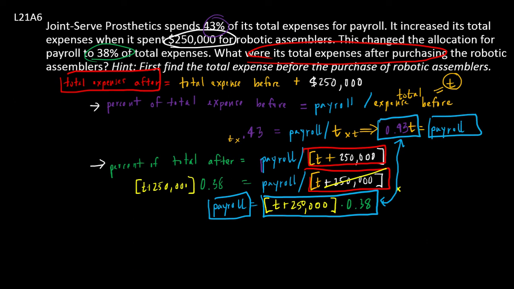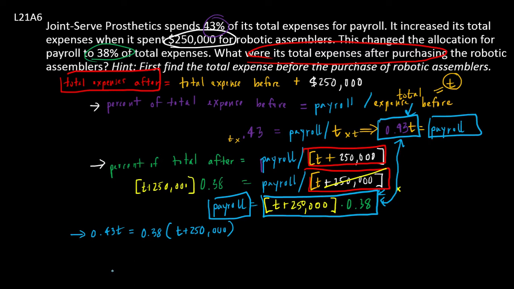Which means that I can now take 0.43t, which is what's over here, and set it equal to 0.38 times T plus $250,000. I'm allowed to do that because these two boxes are equivalent, because they're both equivalent to payroll. Now that I've done that, notice that I've set up an equation that only has one variable, T. So if I solve for T, I'll be able to find my total expenses before.